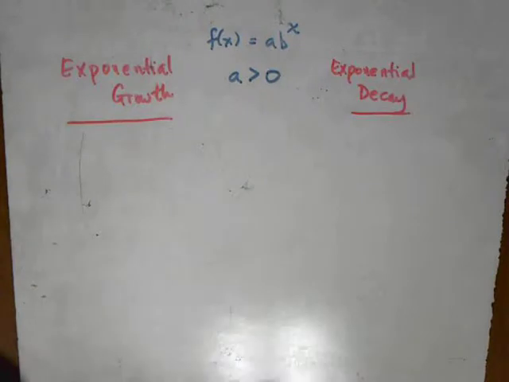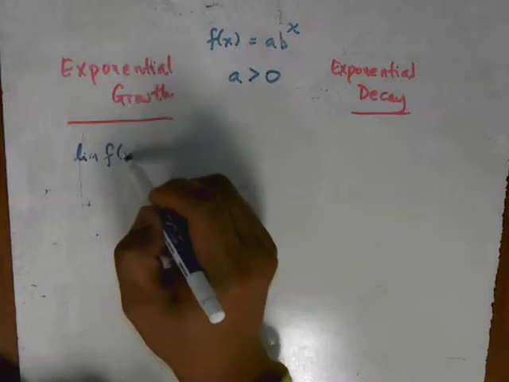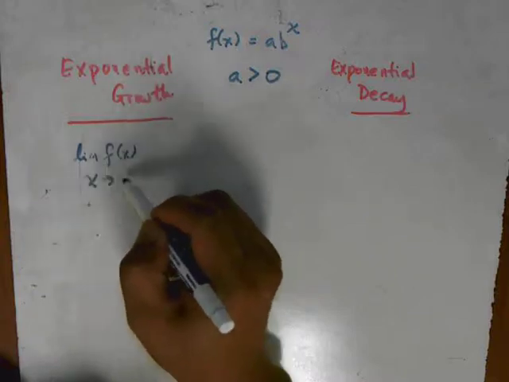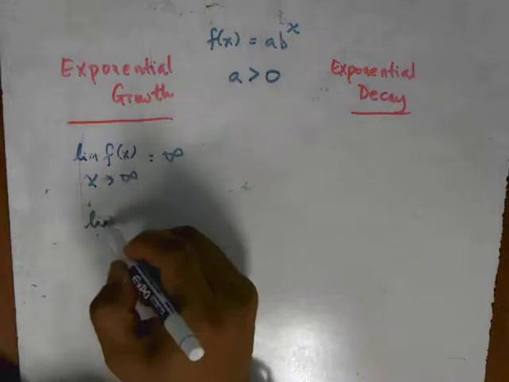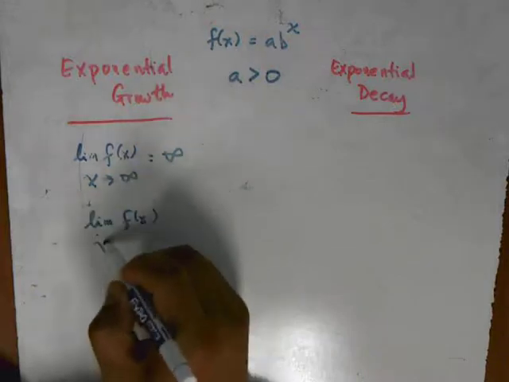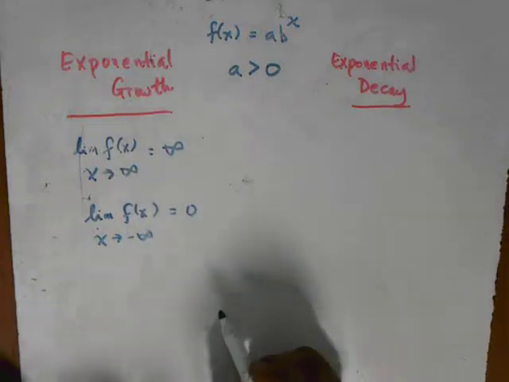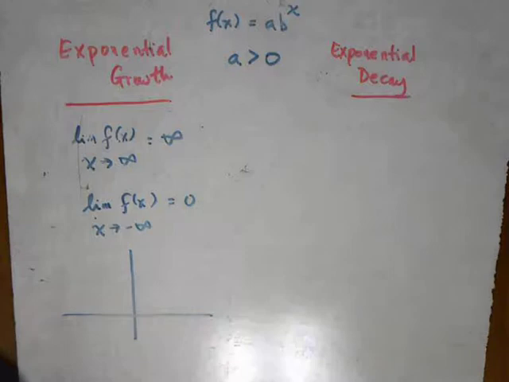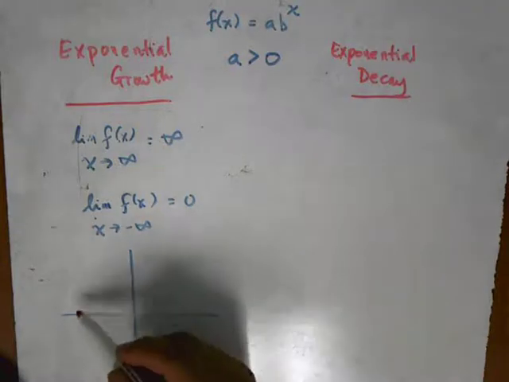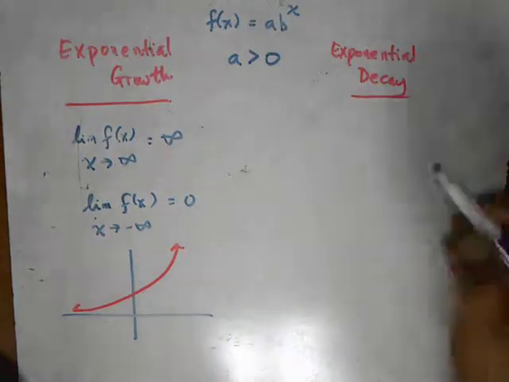Okay? So for exponential growth, we define it using limits. The limit of f of x as x approaches infinity is equal to infinity, and the limit of f of x as x approaches negative infinity is 0. So from these limits, you can picture that the exponential growth function has to look somewhat like this. And that the exponential decay function is just the opposite of that.